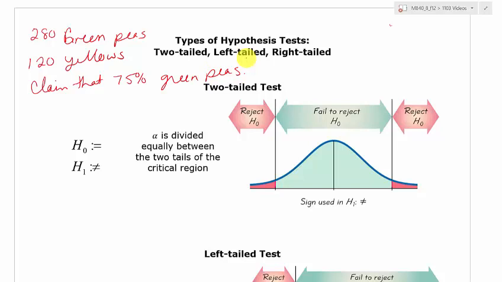When you're writing out your null and your alternative, you always state what your claim is. So the claim is that 75% of the peas are green. That would be p is equal to 0.75, 75%. And then you write down the opposite of your claim. The opposite of p being equal to 0.75 mathematically would be that p is not equal to 0.75.